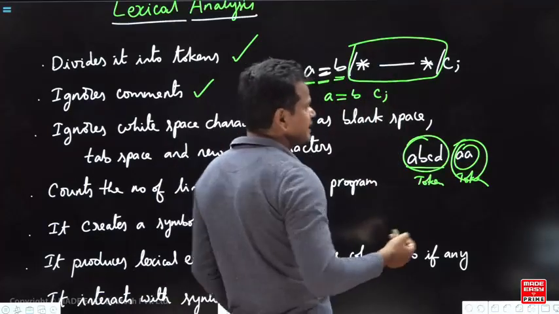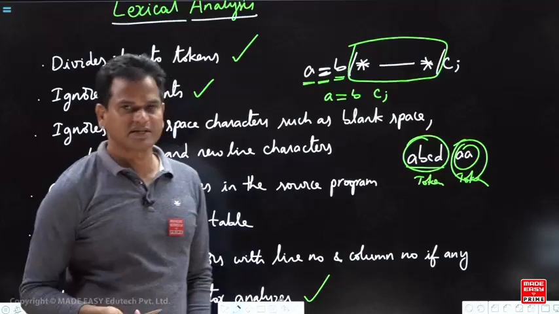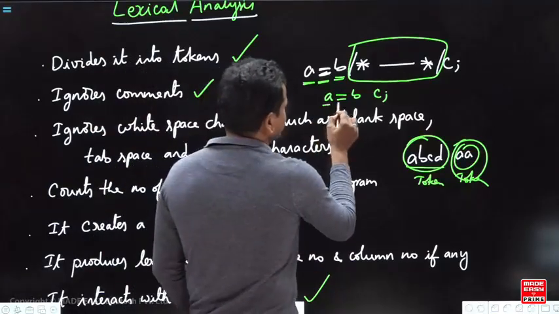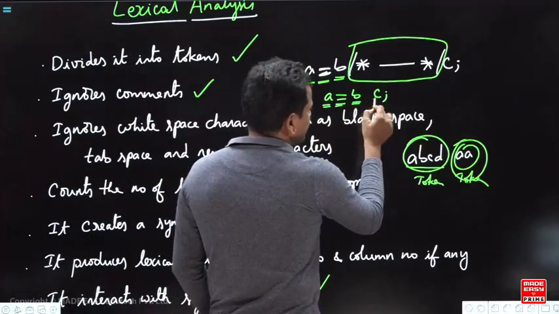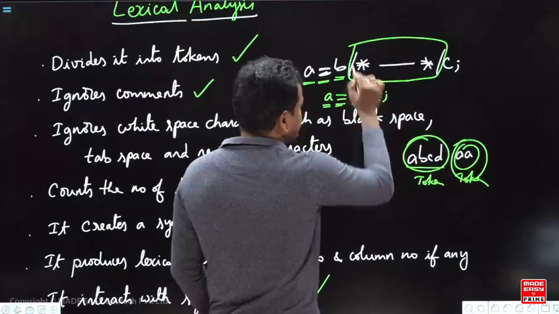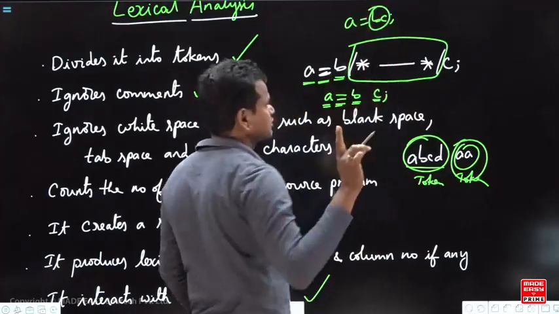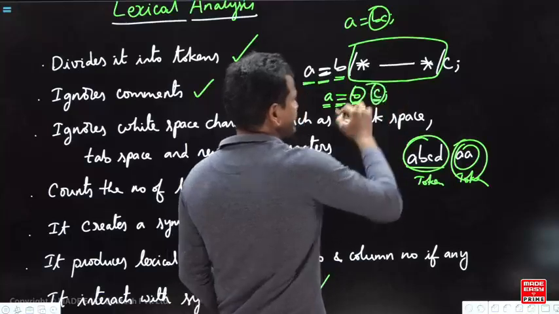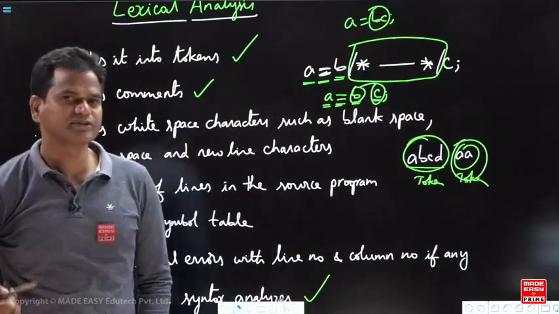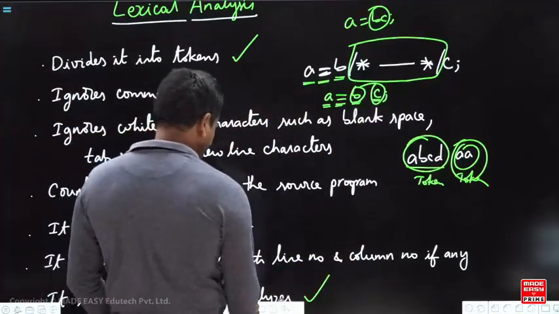So a comment can be used as a separation of the tokens. So A is an identifier, this is an operator, identifier, and this is a different identifier. It is not like that: A equal to BC semicolon, and BC is one token. No, B is one token, C is another token. So white space you can use as a token separator.